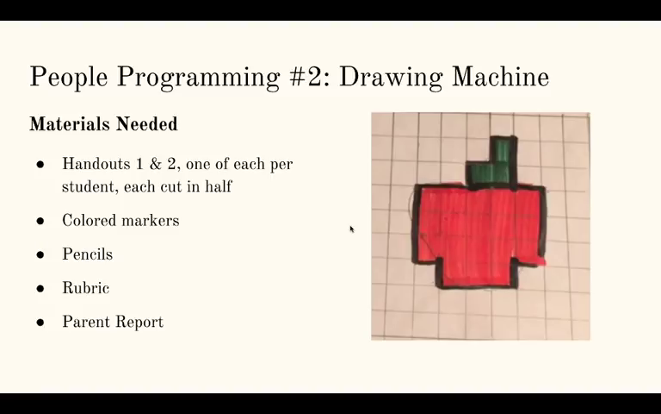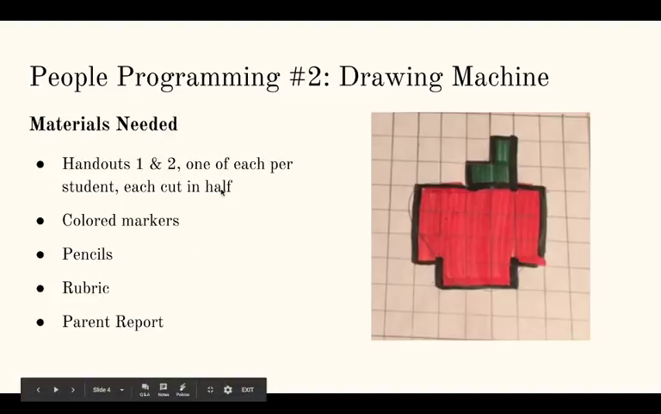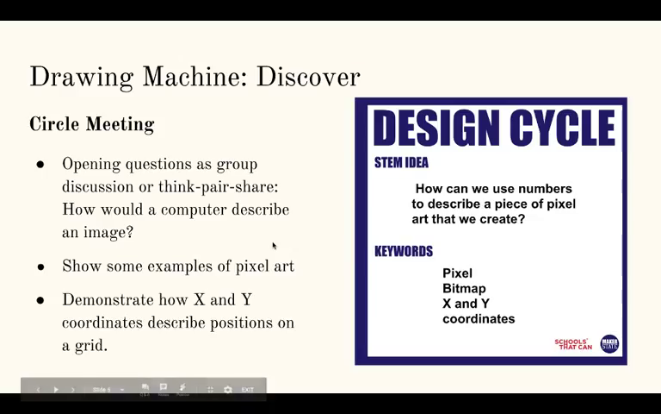Let's get back to our little slideshow over here. So we have our handouts 1 and 2, which you access through the Collab, each cut in half, and colored markers. For this, each student is going to use 2 colors and maybe a black marker to do their outlines. So just have a fair mix of 2 or 3 colors per student, 2 or 3 markers per student, if possible, and perhaps a few more black markers because students are going to want those to do outlines. Then pencils to plan with and do your sketching, and then the rubric and the parent report. Okay, so those are all your materials for this challenge.